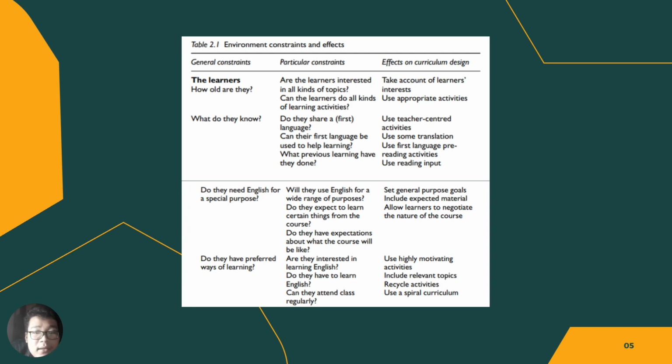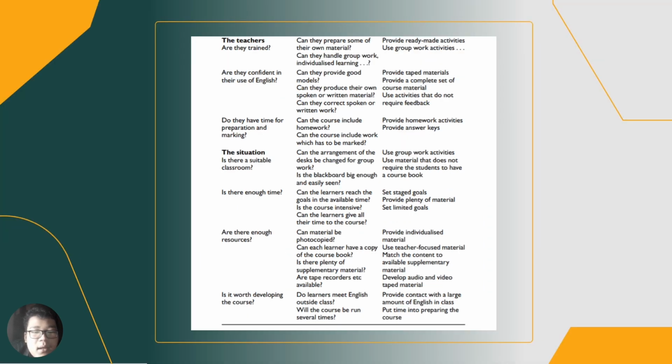Now, the particular constraints of that are: are the learners interested in all kinds of topics? Can the learners do all kinds of learning activities? Do they share a first language? Can their first language be used to help learning? What previous learning have they done? The effects consist, for example, of taking account of learning interests, using appropriate activities when designing courses or curriculum, and using set teacher-centered activities when designing. These are examples of the effects.